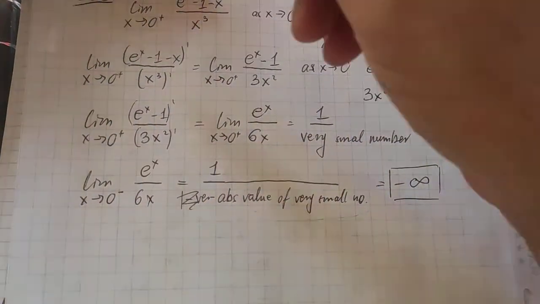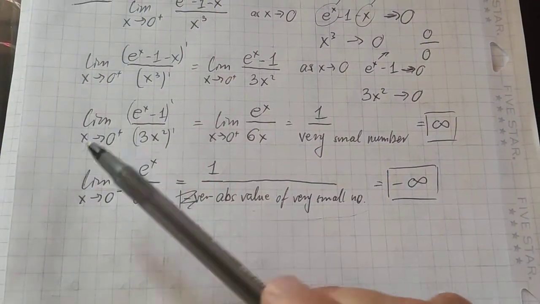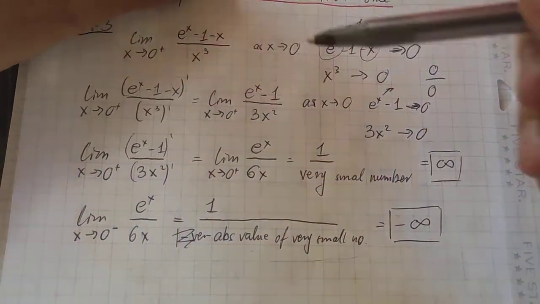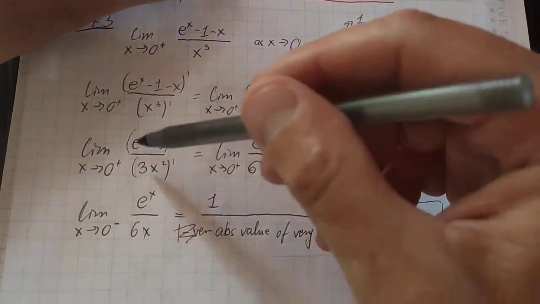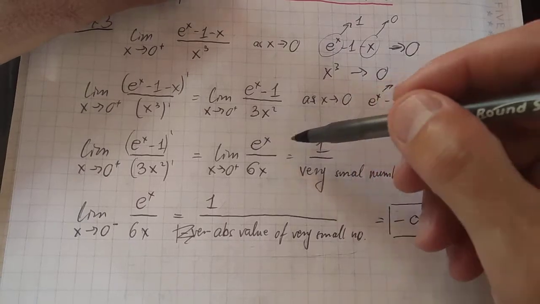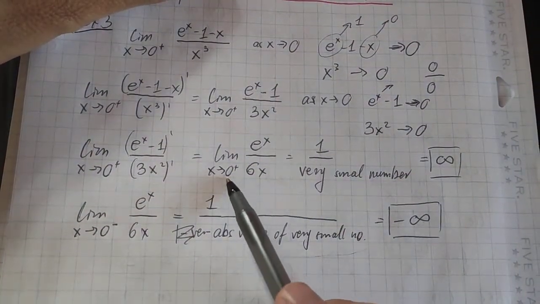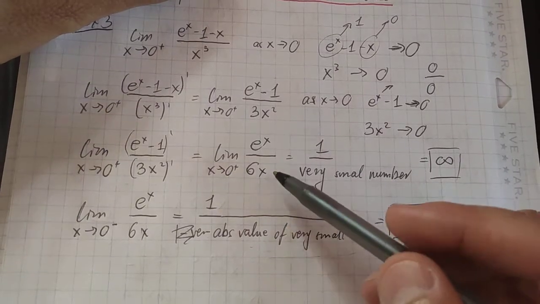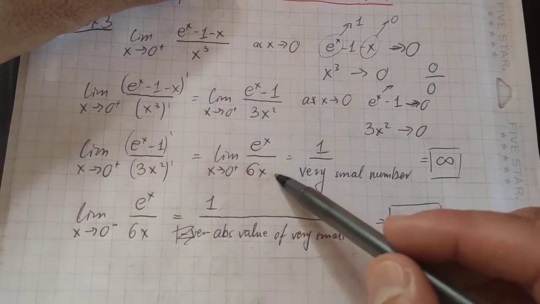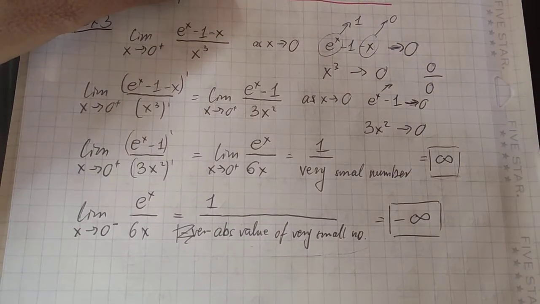Okay, so we just finished this example, right? And we saw that if x is approaching 0 on the right side, I use L'Hopital's rule, and I end up with e to the x over 6x. So when x is going towards 0 from the right side, this will be a very small number, and the reciprocal of that will be a very big number.